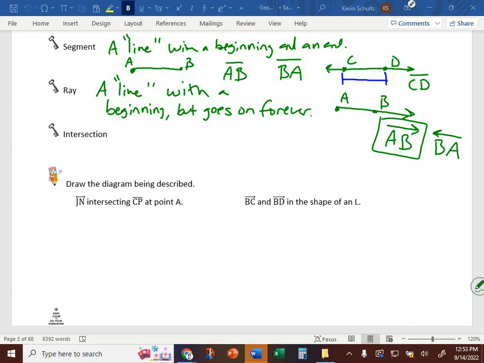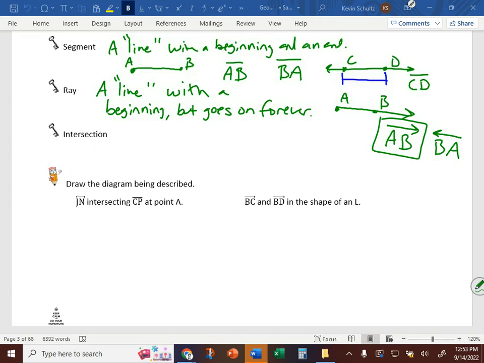Alex, you've been waiting patiently. Thank you. What about pi? That would be like a ray in decimal form. Sure. It's got a beginning and continues on. Well done, Alex. I'm glad you kept your hand up and waited for me to call on you. That was a good example.